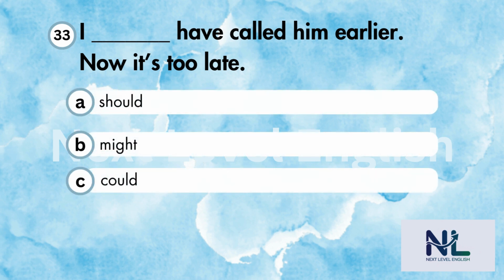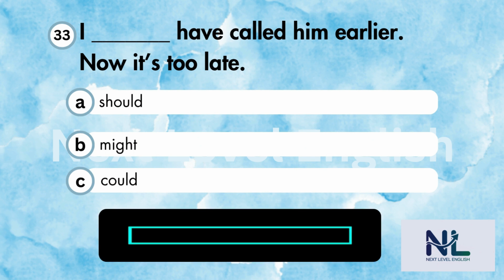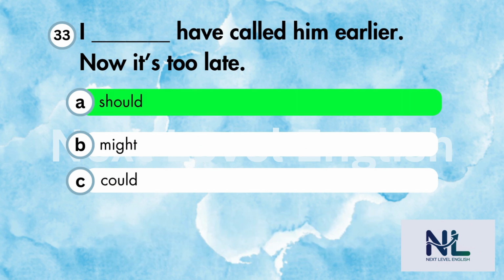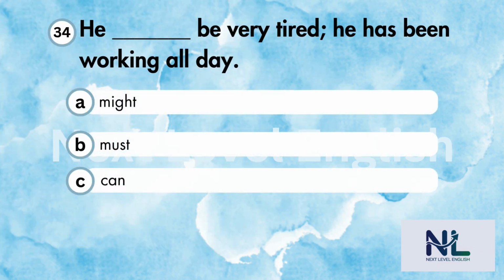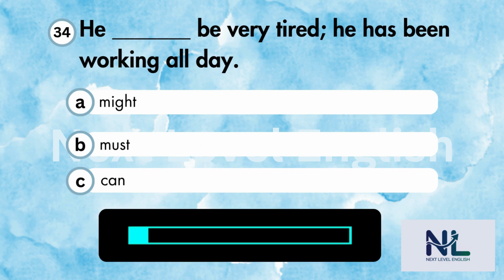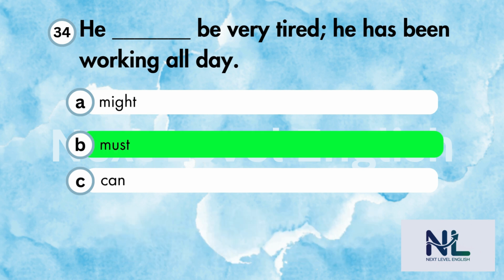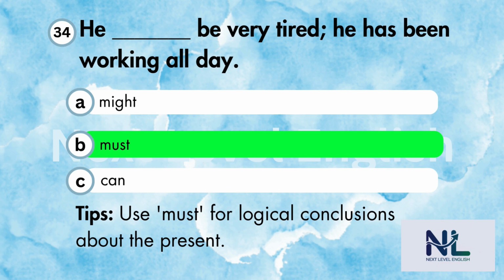33. I have called him earlier. Now it's too late. Should. Tips. Should have is used for regret about a past action. 34. He be very tired, he has been working all day. Must. Tips. Use must for logical conclusions about the present.